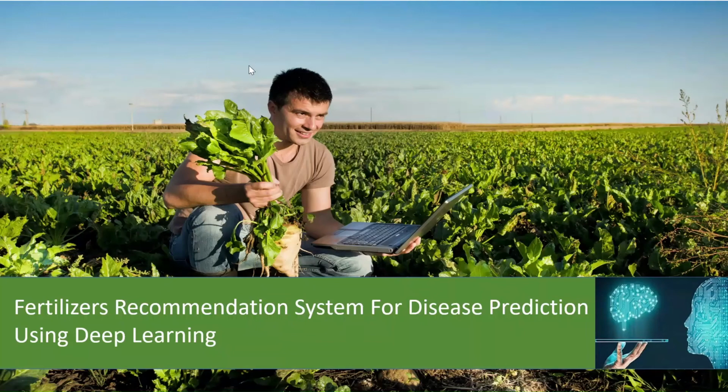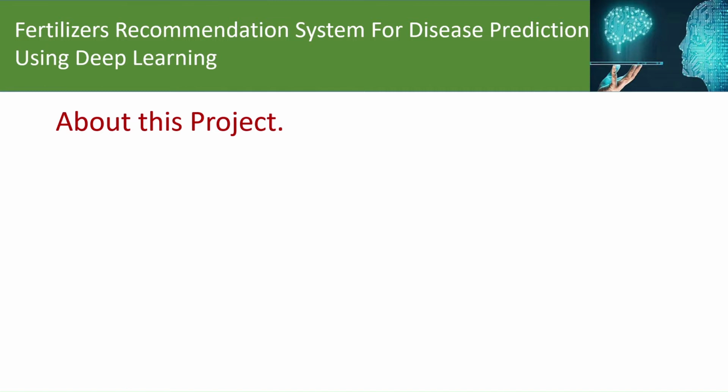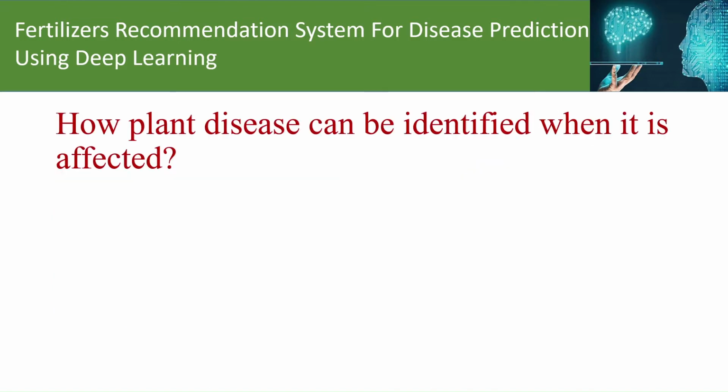In this project, we implement a web application for a fertilizers recommendation system and disease prediction using deep learning. An automated system is introduced to identify different diseases on plants by checking the symptoms shown on the leaves of the plant. Deep learning techniques are used to identify the diseases and suggest the precautions that can be taken for those diseases. How can plant disease be identified when it is affected?